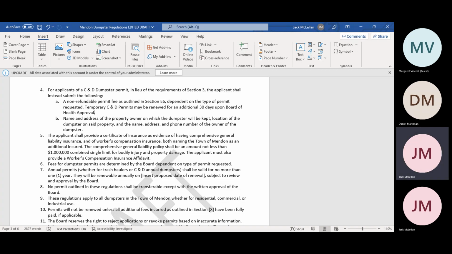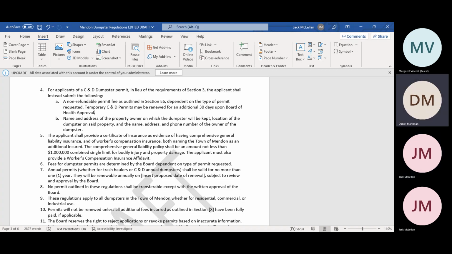Because on a 6, it says fees for dumpster permits are determined by the board dependent upon the type of permit requested. Annual permits, whether for trash or haulers or C and D annual dumpsters, shall be valid for no more than 1 year. Right. And that's pretty much in line with what we're doing. Yeah.